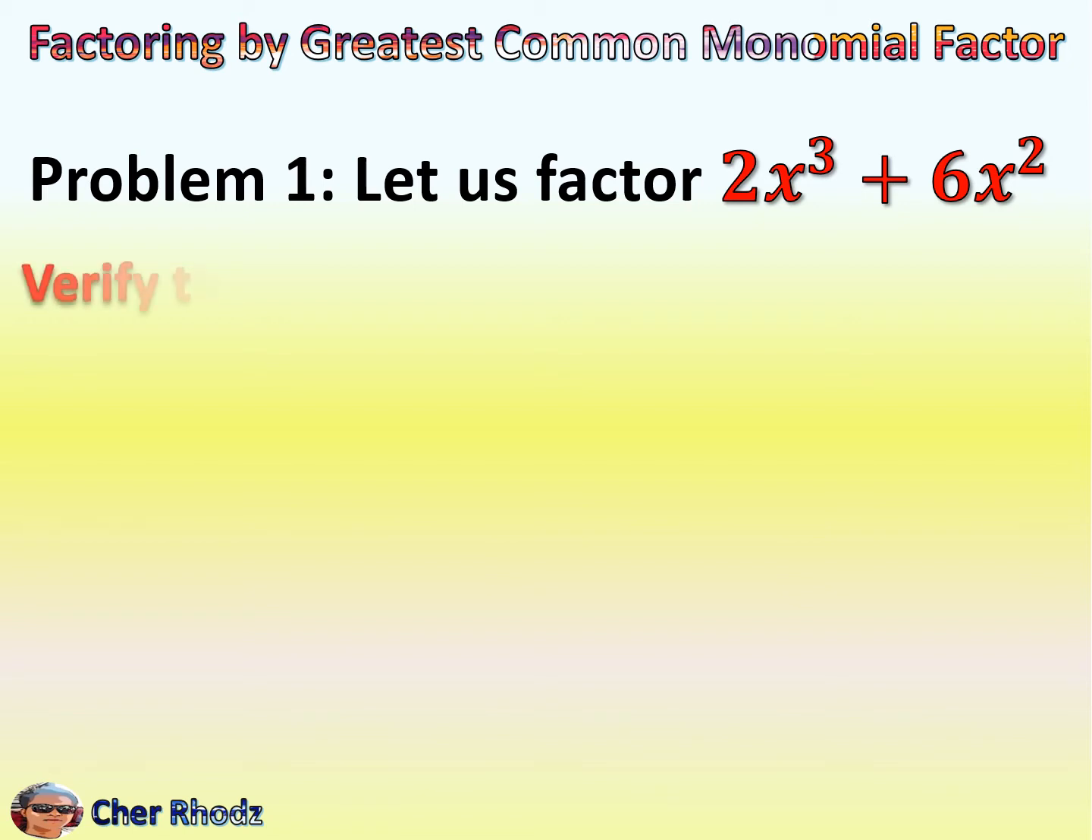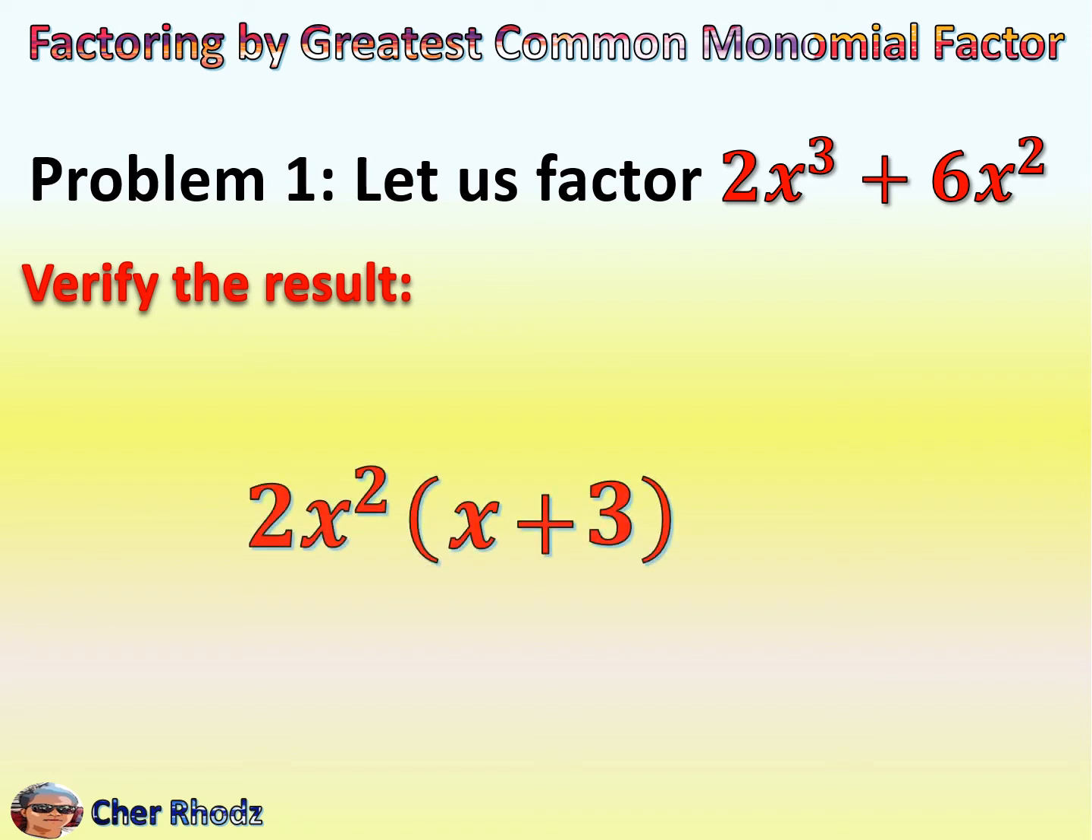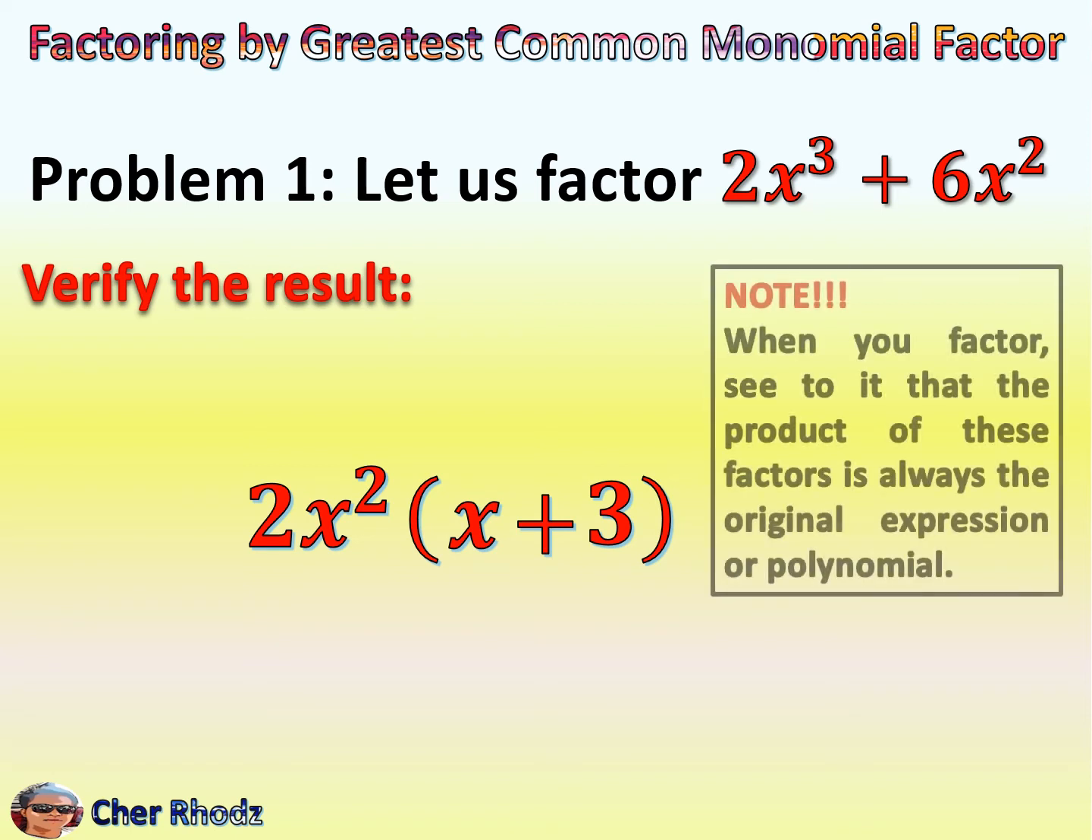Let us verify if the result is correct, if the factored form of 2x cubed plus 6x squared is really 2x squared times the quantity of x plus 3. But how are we going to do it? Note, when you factor, see to it that the product of these factors is always the original expression or polynomial.